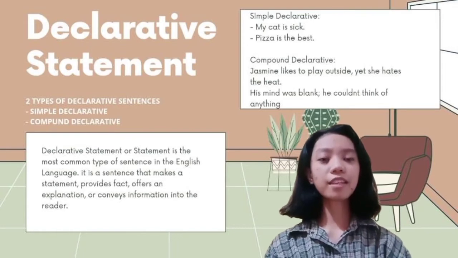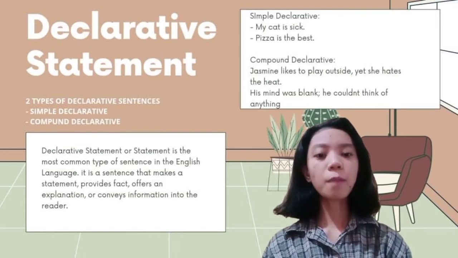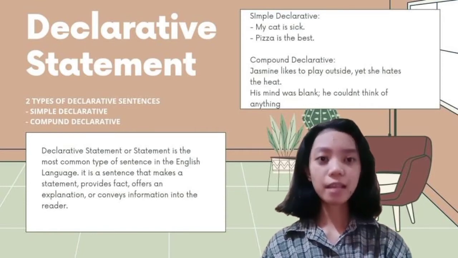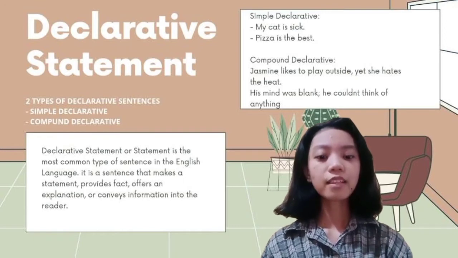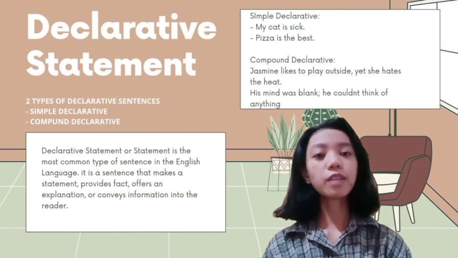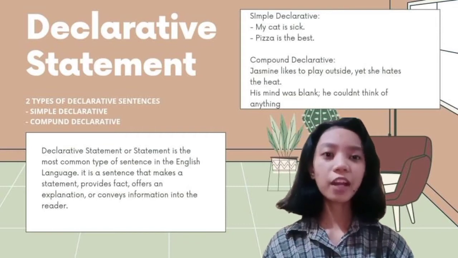Declarative statements in argumentative essays. A declarative sentence or statement is the most common type of sentence in the English language. It is a sentence that makes a statement, provides a fact, offers an explanation, or conveys information. There are two types of declarative sentences: the simple declarative and the compound declarative.